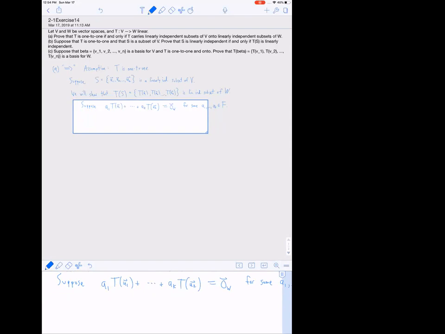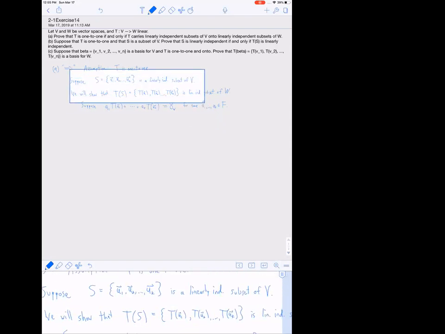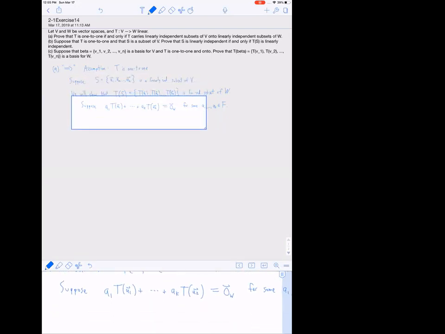So if we know that this equation holds, what can we do? Well, we want to relate this ultimately to a linear combination using the vectors from U, since we do know that that set S was originally linearly independent. So we can use linearity of T. Then, if this equation holds, then this equation will also hold, because that's precisely what linearity gives you.